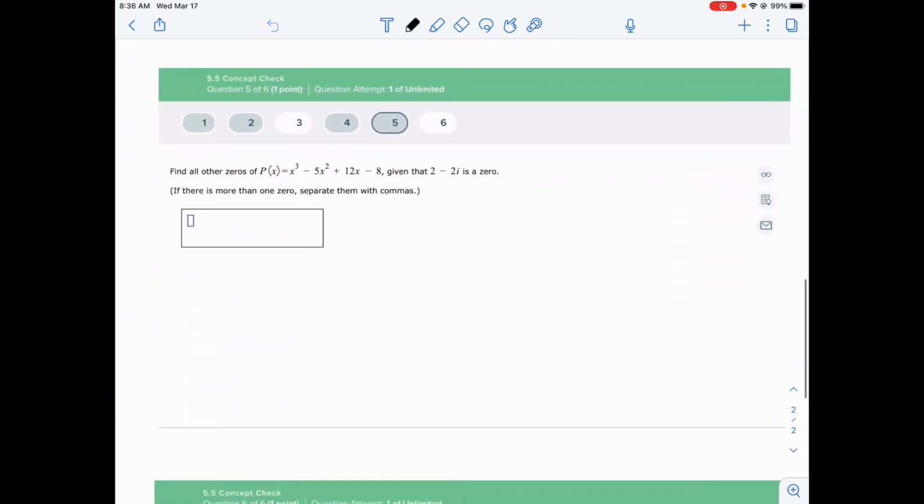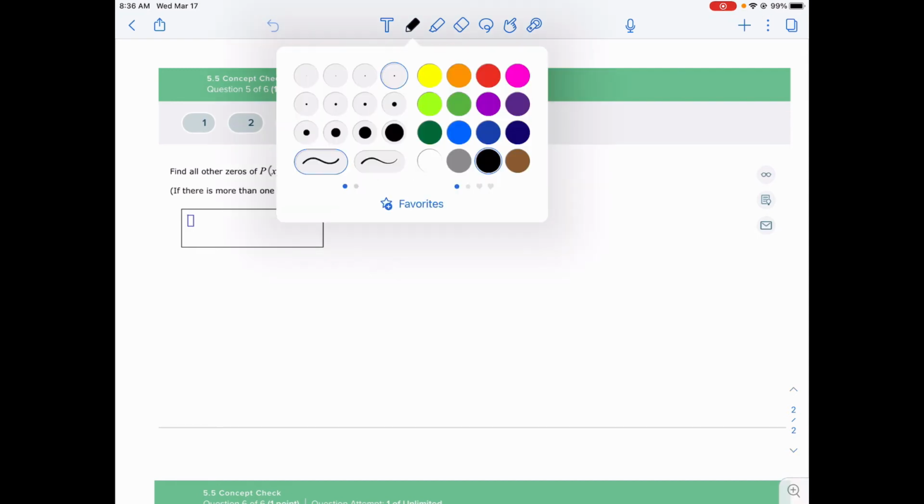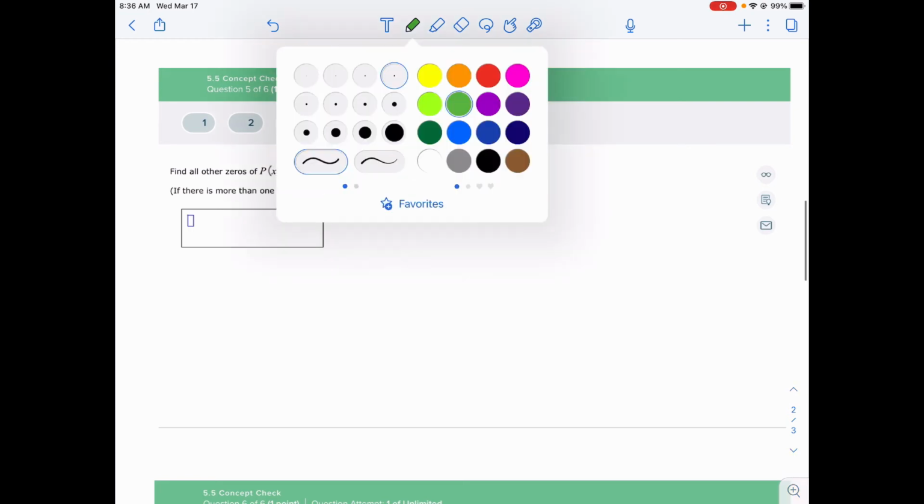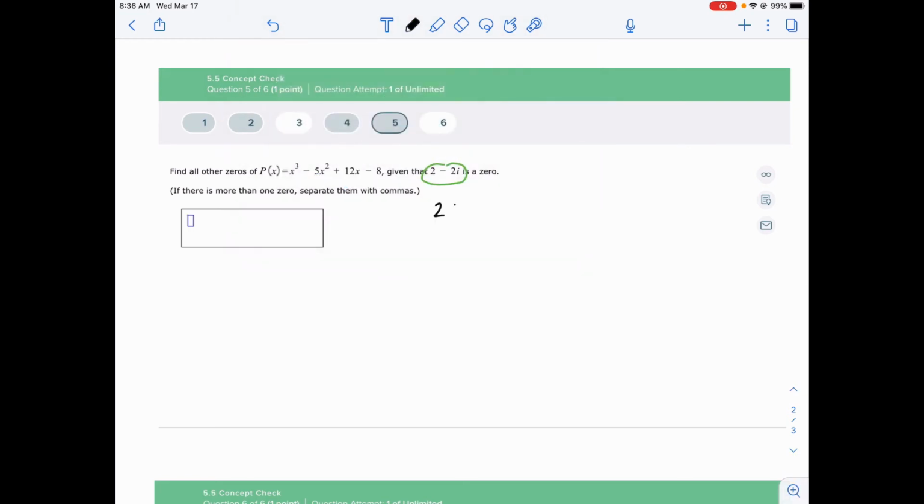So for the third problem, it says find all the zeros of p of x equals x cubed minus 5x squared plus 12x minus 8, given that 2 minus 2i is a 0. So this is an irrational 0, which means it's complex, which means we also have to account for the other form of this, the conjugate. So if this is one of our zeros, we automatically know that 2 plus 2i is also a 0. So we have one of our answers already.